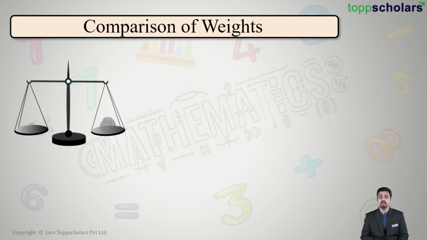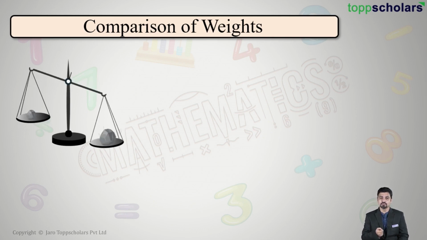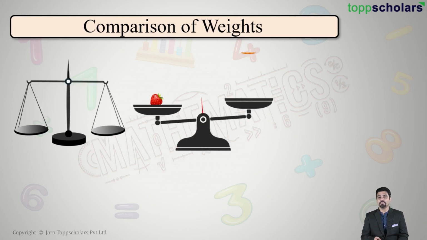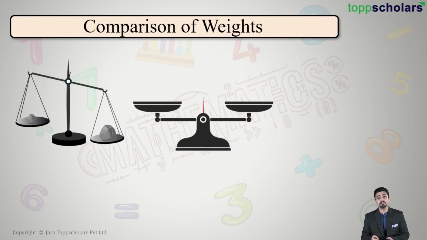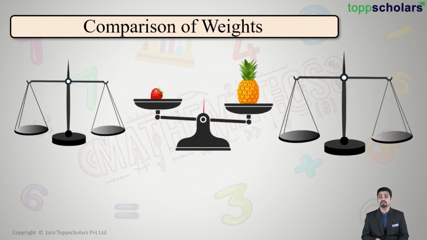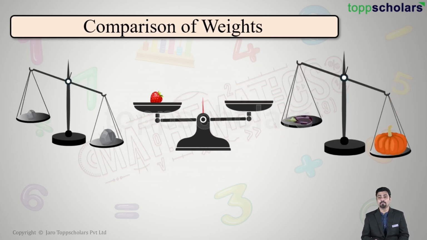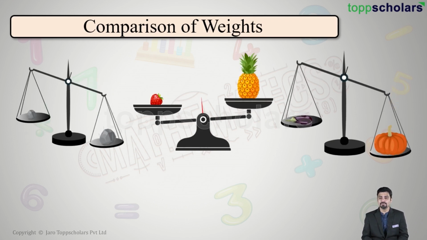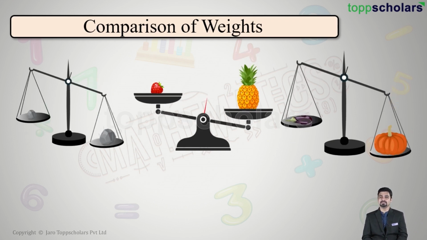Here you can see a bigger stone and smaller stone. The bigger stone goes down. In the next example of pineapple and a cherry, the pineapple goes down, heavier weight. In the next example of a pumpkin and a brinjal, pumpkin is heavier, brinjal is lighter, right?